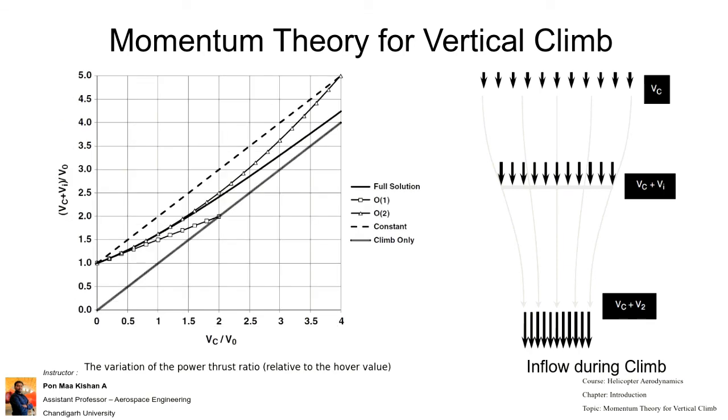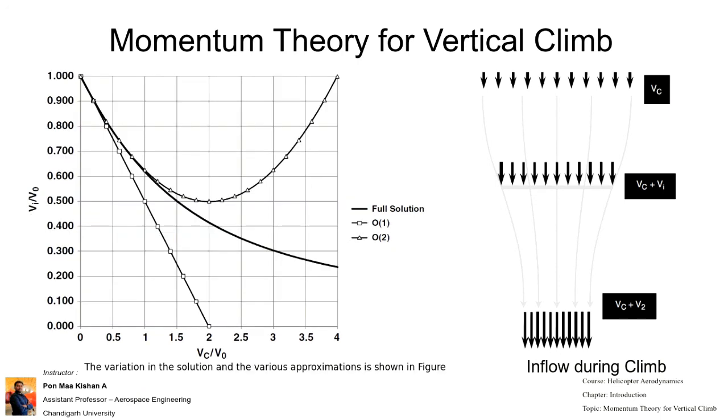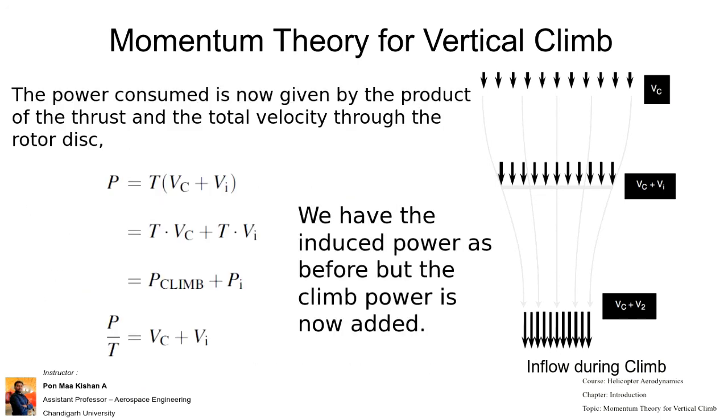Similarly, the same factors are shown with various graphical representations. The variation of the power to thrust ratio is given here, that is Vc plus Vi divided by V naught and Vc by V naught, and the corresponding graphical representation is given. The final equation of the power required during climb is the total power required, given with respect to the power for climb and the induced power. So this is the power to thrust ratio, which depends on Vc plus Vi.